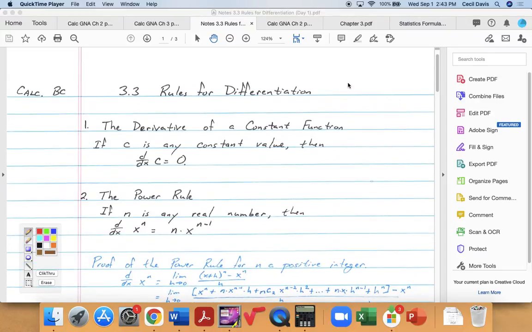All right. So today we're going to start learning rules for differentiation. So the derivative of a constant function is 0, which makes sense if you think about the graph of a constant function.